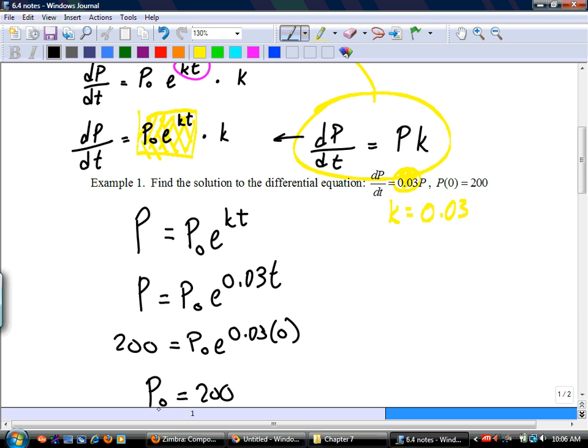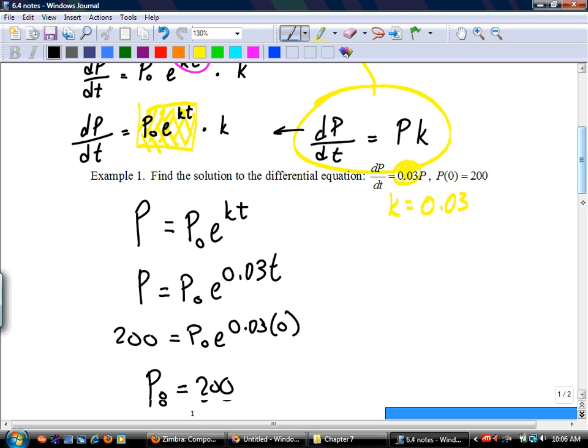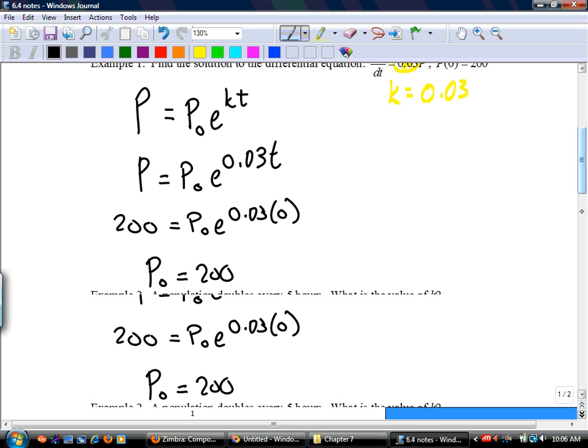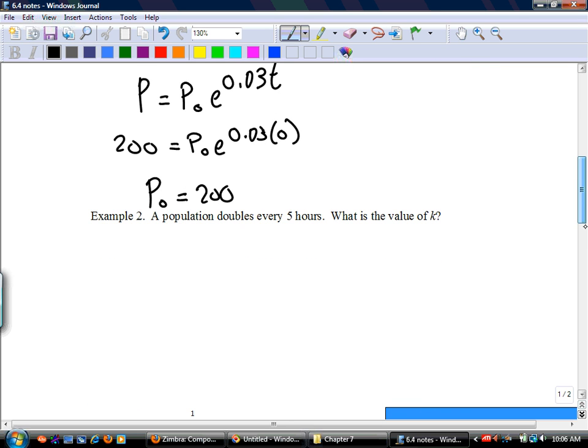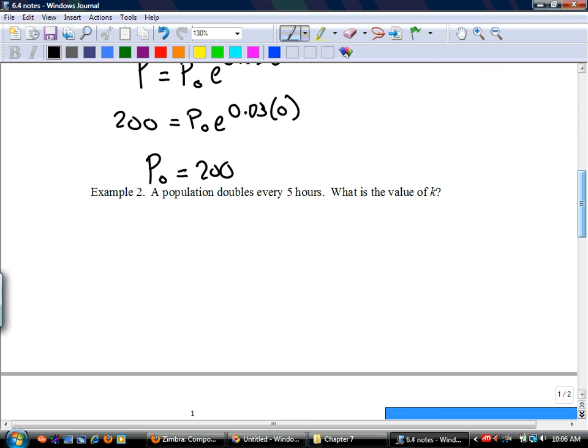So is this anything different than what we did in Math 12? Yeah, the notation is a little bit different, but the ideas of what does the e stand for, it's continuous growth, what's k, the growth rate, it's the same stuff. Okay, look at example 2. I don't give it to you in a differential equation form. A population doubles every 5 hours. What is the value of k? Did I tell you what you started with?